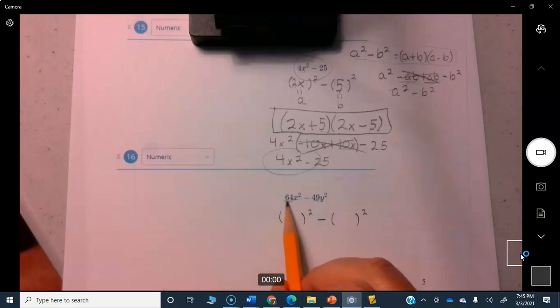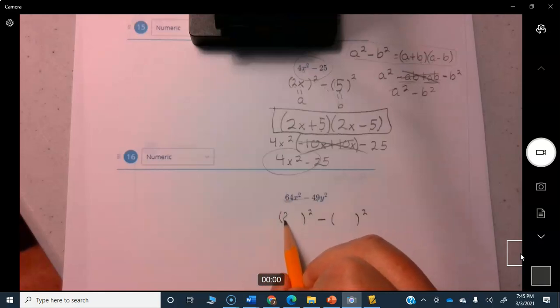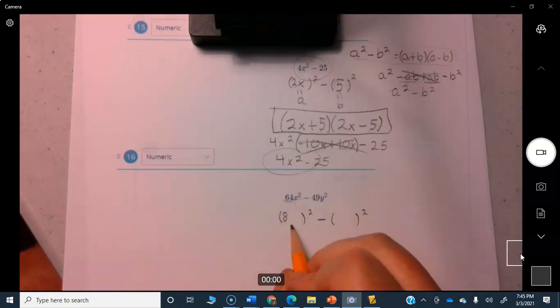What do we square to get 64? And I just said it, it's 8. 8 squared is 64. What do I square to get x squared? And of course, that's an easy one, it's x. Okay, so 8x squared is going to equal 64x squared.